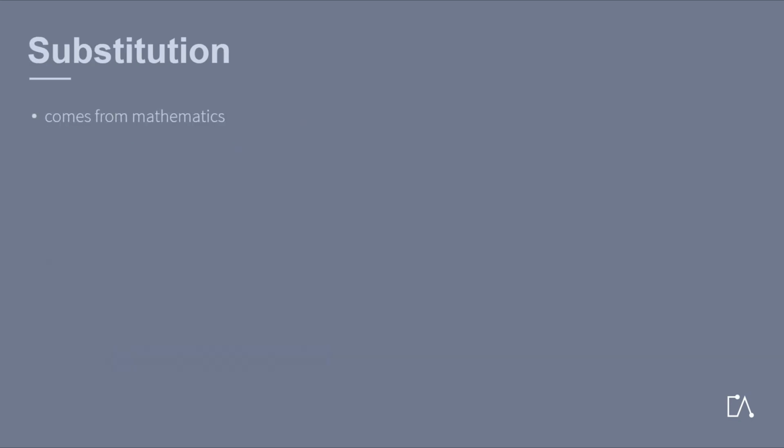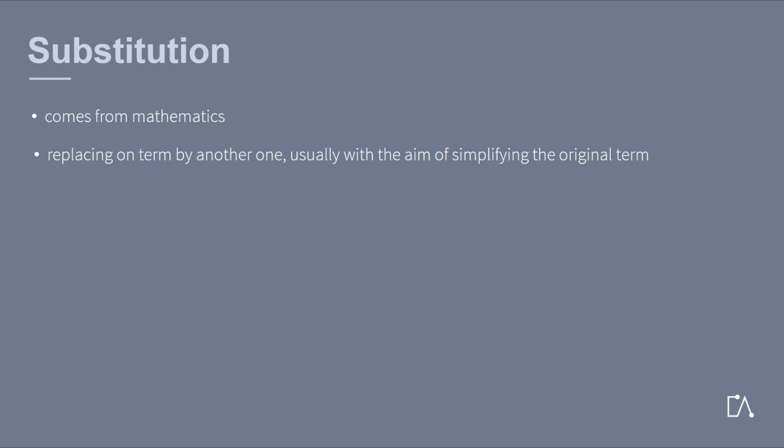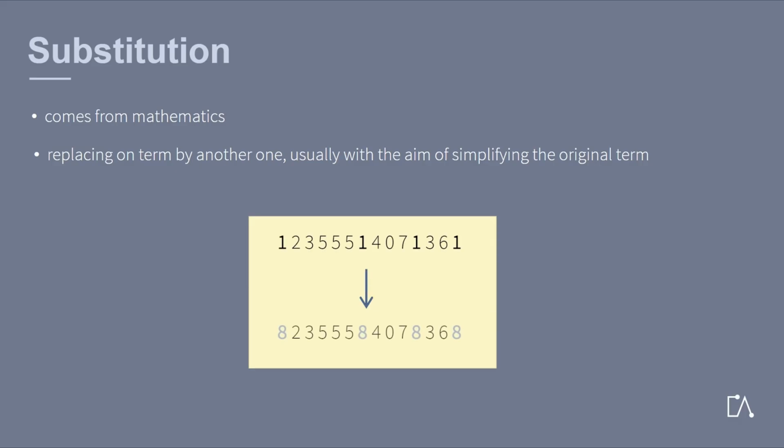The term substitution comes from mathematics, and describes the replacement of one term by another. Usually this should simplify the original term. In our example, we substitute 1 by 8.